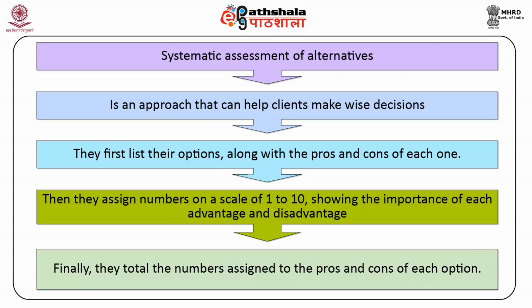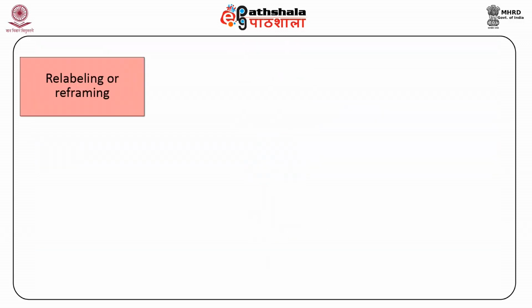A man considering a career change used this approach to help him decide whether to remain in his secure, well-paying position in computer technology or pursue his lifelong goal of becoming a counselor. The numerical total strongly reflected a preference for becoming a counselor, whereas a list of cons pointed out obstacles to this goal. Relabeling or reframing.